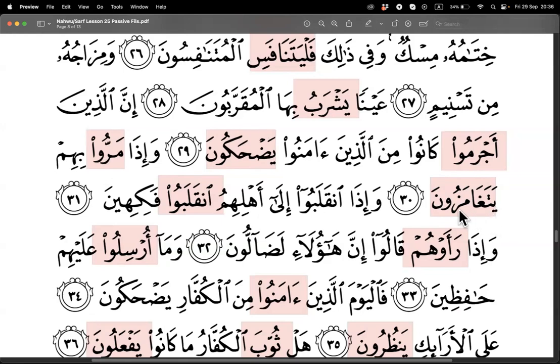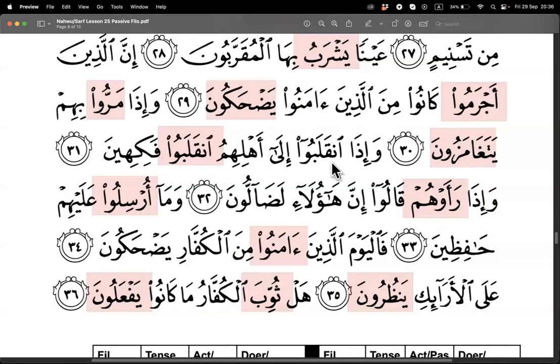Yataghamazuna. This one has the mudari sign, so this one will be fi'il mudari. This one is not majhul, it will be ma'lum, and then the fa'il will be hum. Good.